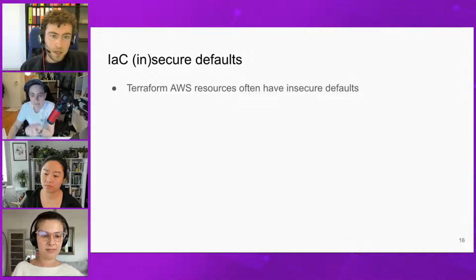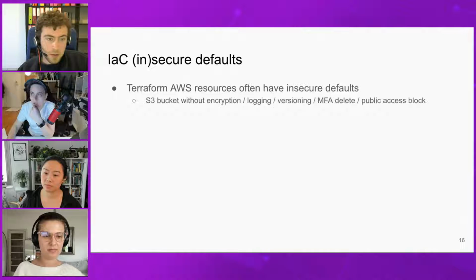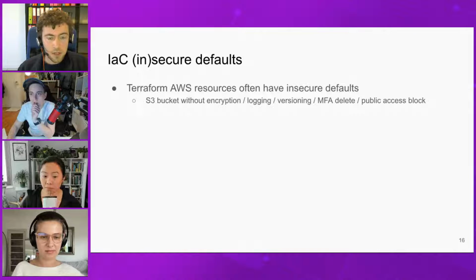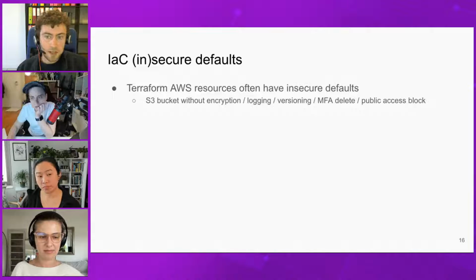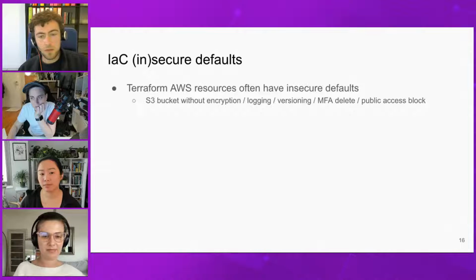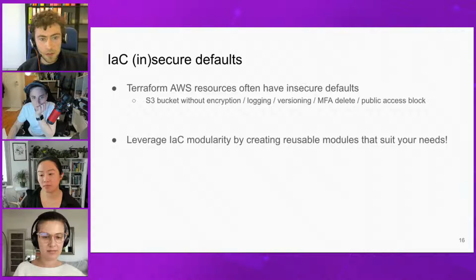Typically, when we look at the AWS resources for Terraform, if you create an S3 bucket, by default, it's going to be unencrypted. We won't have any logging for it. It's not going to be versioned. And we won't have any public access block that is going to save us if the bucket policy is screwed up. So the idea here is to also try to leverage infrastructure as code modularity.